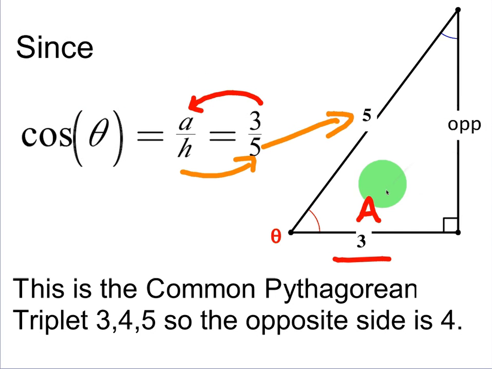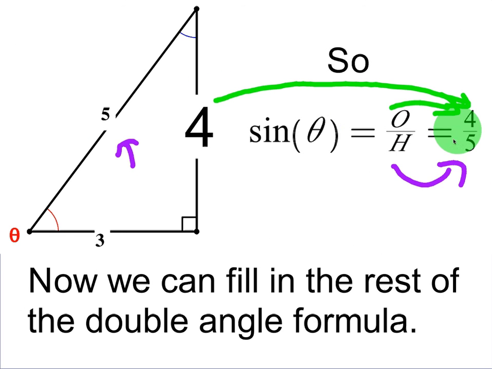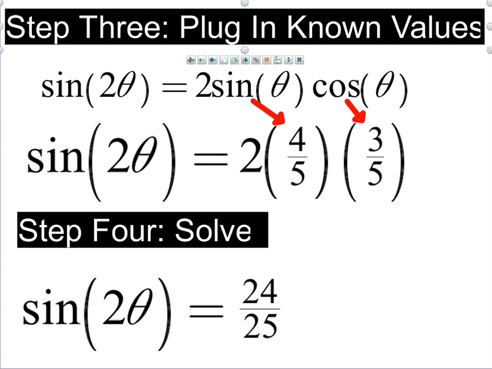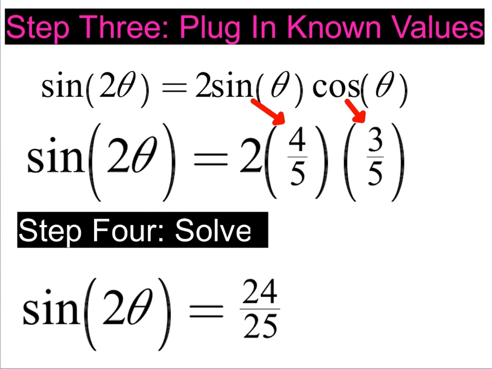So now I know that sine is equal to 4/5. Now we can fill in the rest of the double angle formula. That's step 3: we're going to plug in known values. We know sine of 2 theta is equal to 2 sine theta cosine theta. That's what we wrote for step 1. Now we plug in 4/5 for sine and 3/5 for cosine. 3/5 is what was given, and 4/5 is what we just figured out.